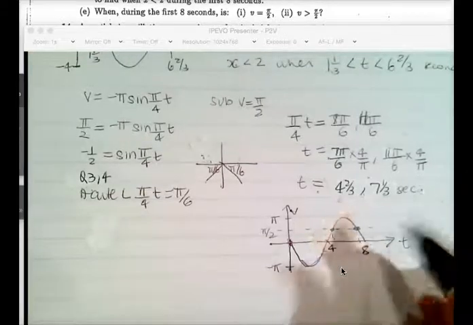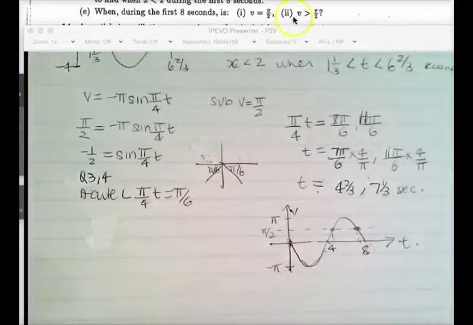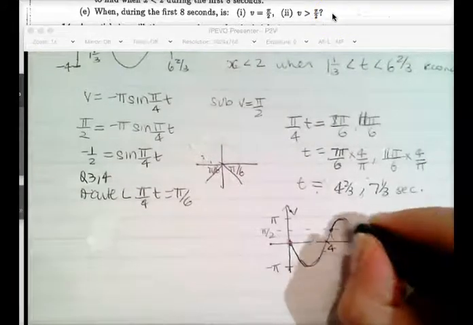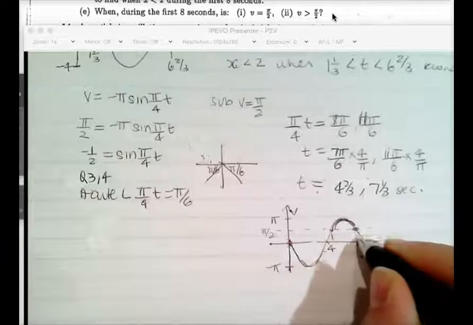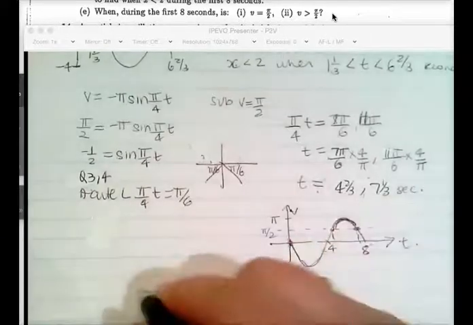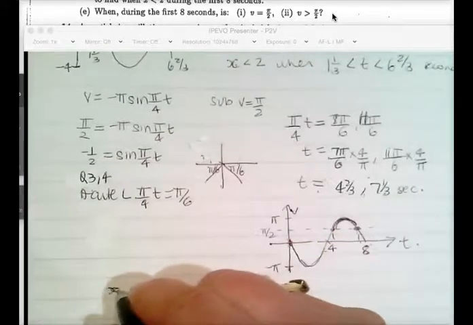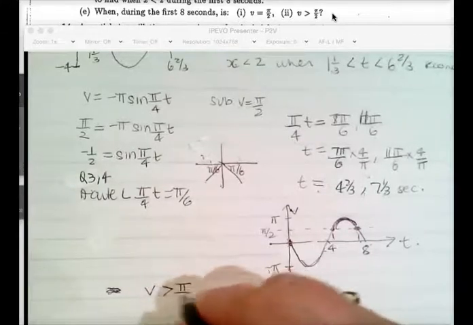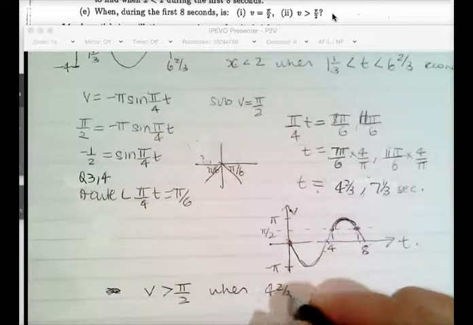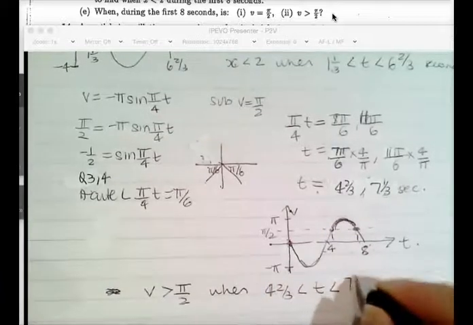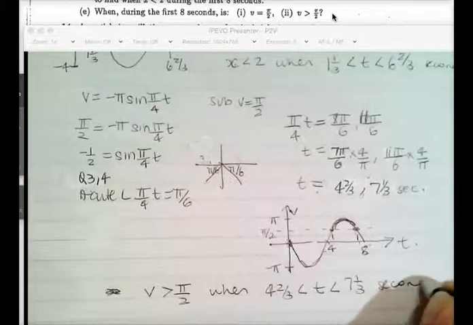Okay, now when is the velocity greater than pi on 2? Well, that velocity is greater than pi on 2 for the values there between 4 2/3 and 7 1/3. So therefore, velocity is greater than pi on 2 when the time lies between 4 2/3 and 7 1/3 seconds.